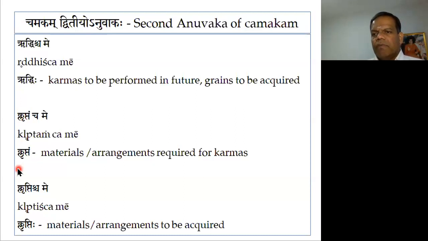All the things which we have in our hand, ready to be employed, let them all be beneficial. Kluptam chame kalpata.